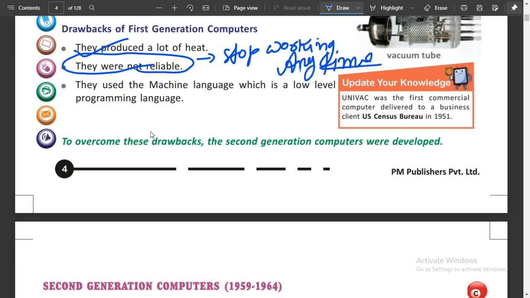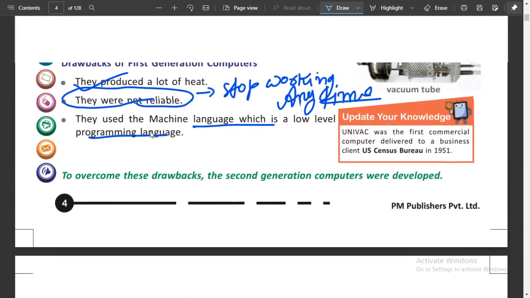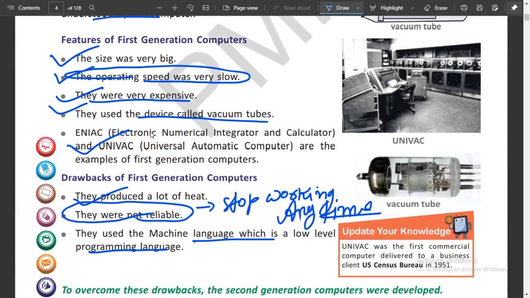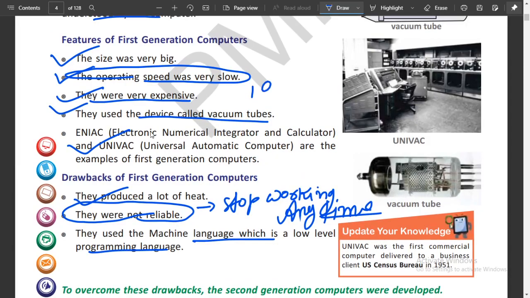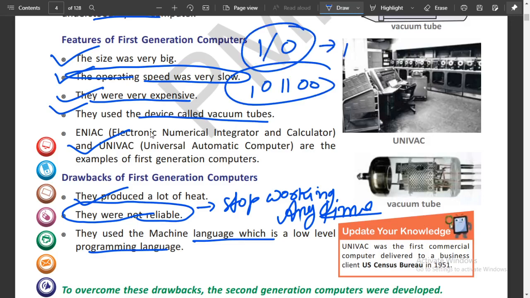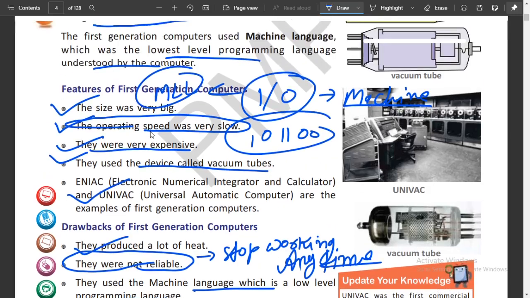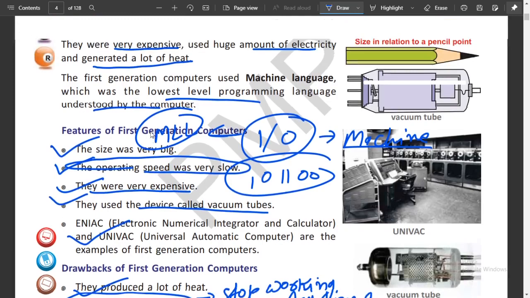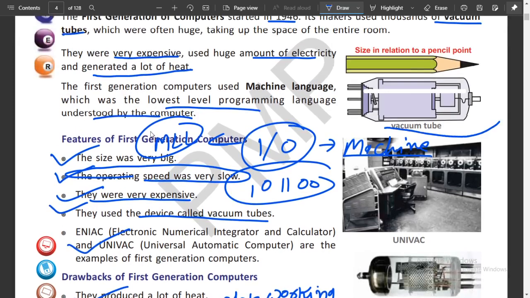Okay, they use machine language as a lower programming language. As I told you, what is machine level language? Machine level language was some kind of 101100 kind of language. In this language, only 1 and 0 were used. It's called machine level language, MLL. Okay. Now, here's the structure of vacuum tube. You can see.